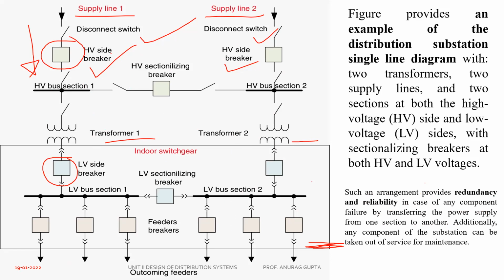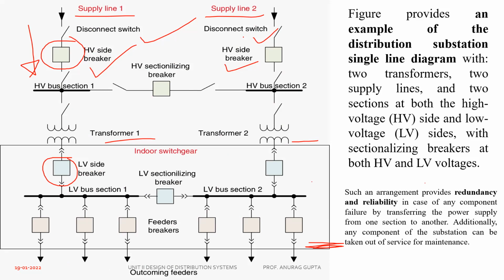So suppose in any one line, if I'm getting any failure or fault, clear. If any fault is occurring in line 1, supply line 1, of course we can use supply line 2. So this is called a parallel feeder system, where we can use the sectionalizing breaker with the help of supply 1, supply 2, line 1 or line 2.